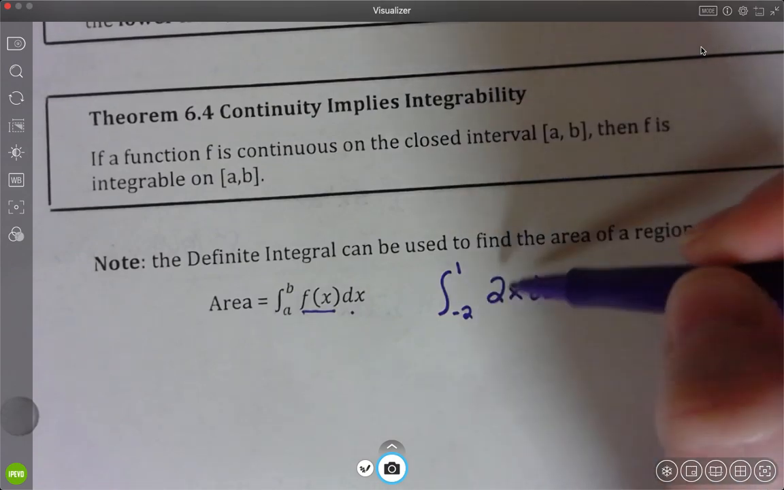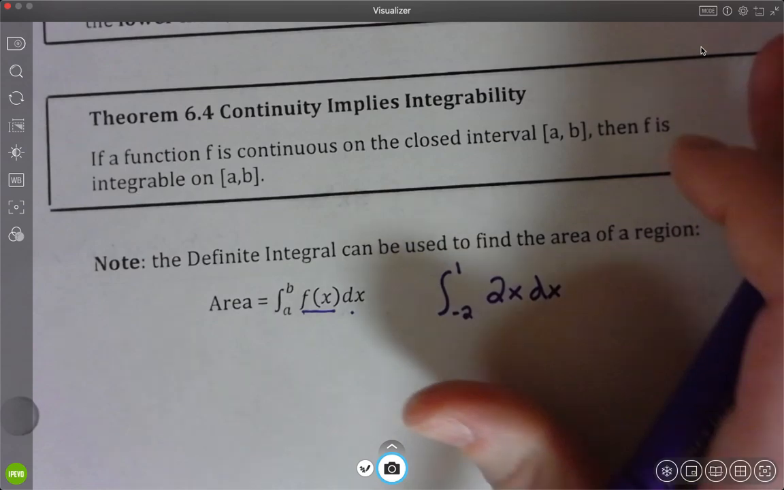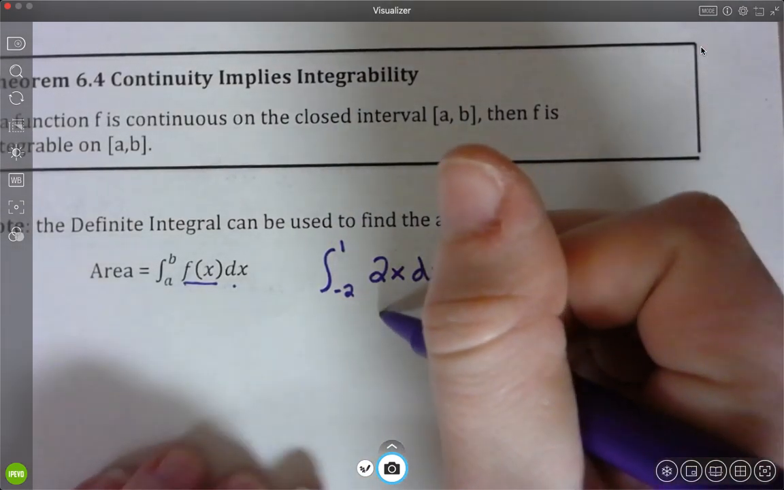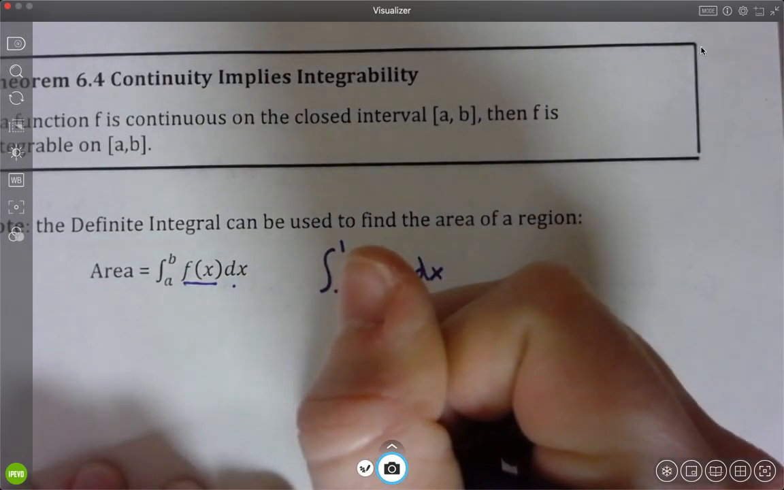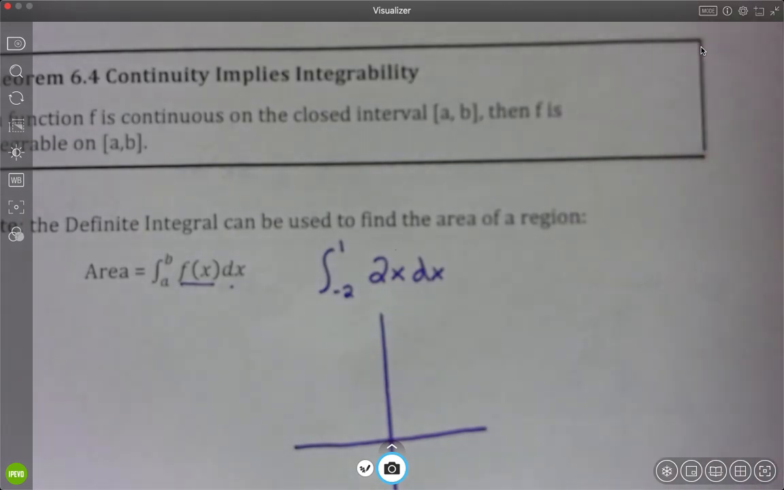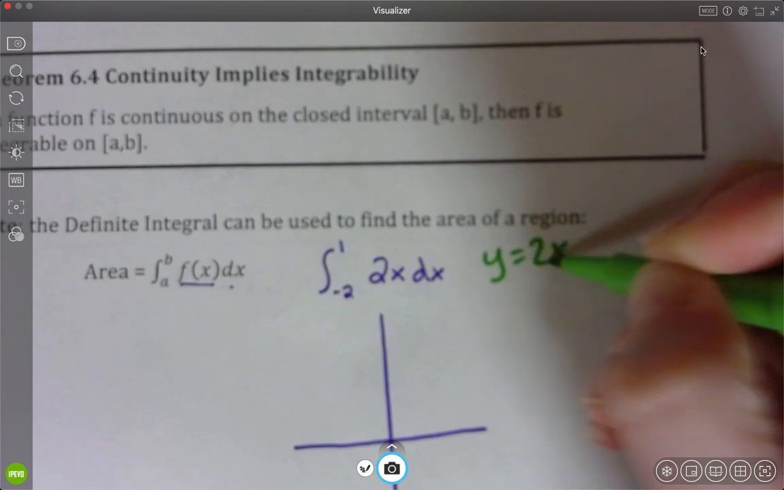And so it will look something like this, 2x dx. All right, and if I'm trying to think about what the graph of 2x dx from -2 to 1 looks like, I would first of all graph 2x, so y equals 2x. Y equals 2x is a linear function.